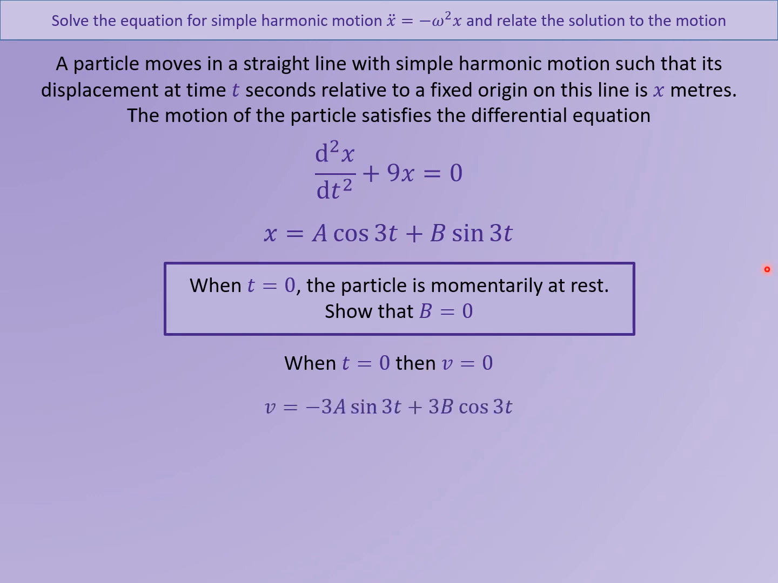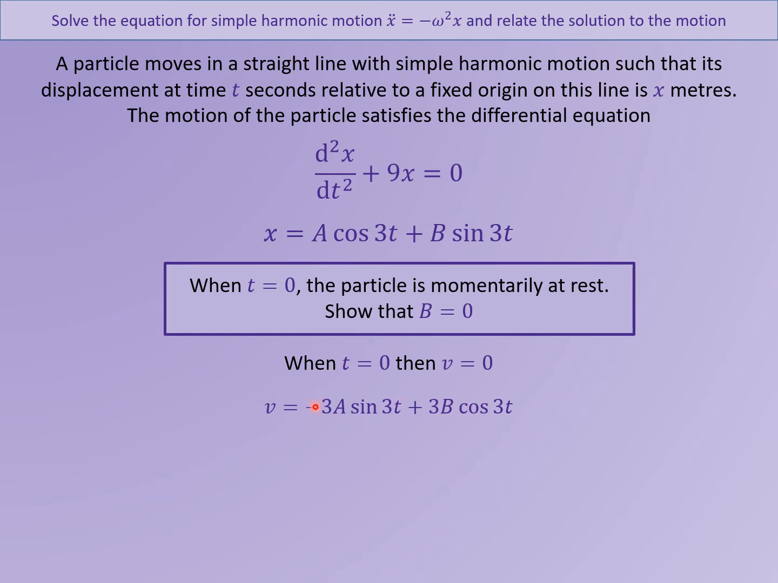What's its velocity? It's differentiating it once, so it's the change in position over time. So therefore, we got that. Then we can substitute in our t equals 0. Now cos of 3 lots of 0, well, cos 0 is going to equal 1. So therefore, I should be able to work out what the B value is.